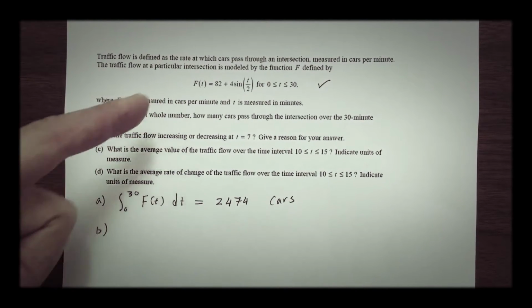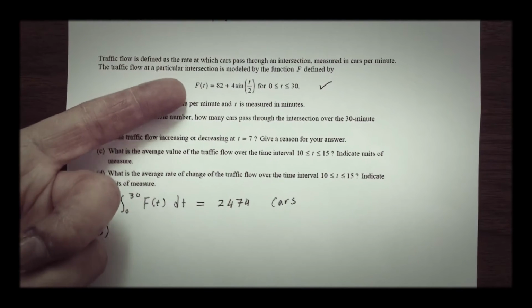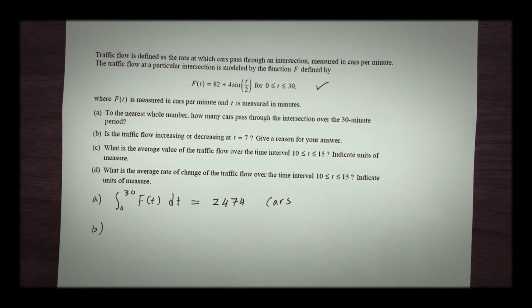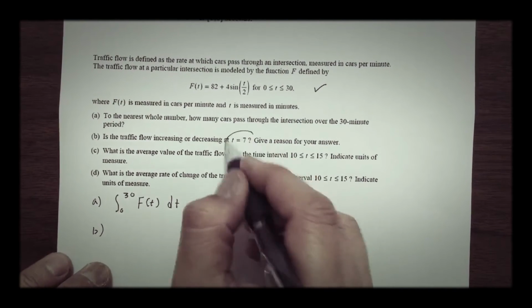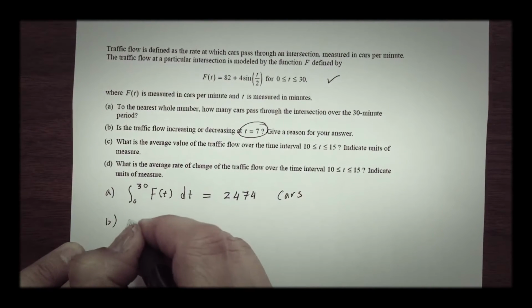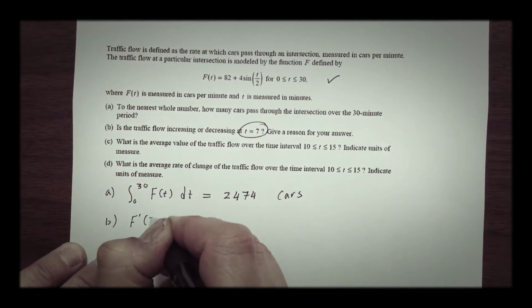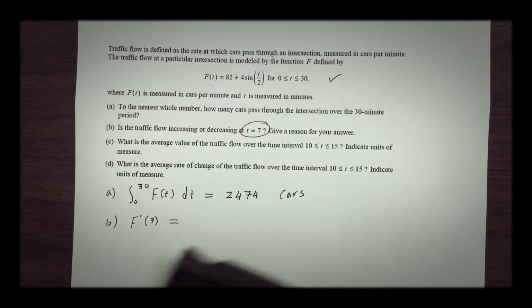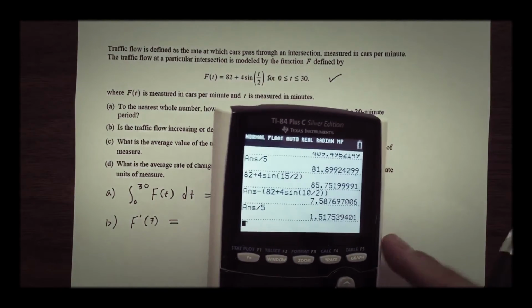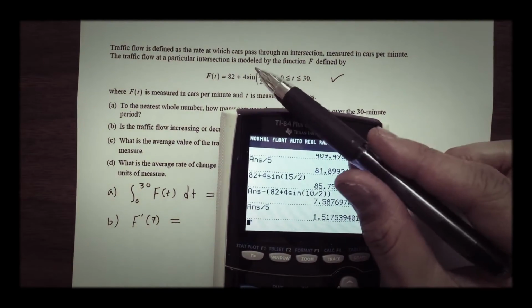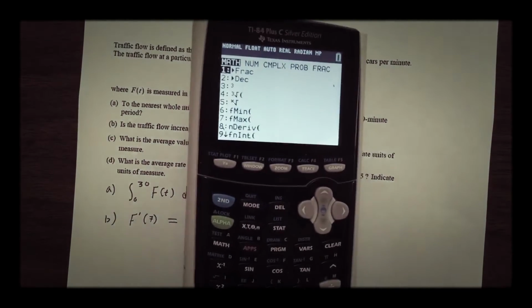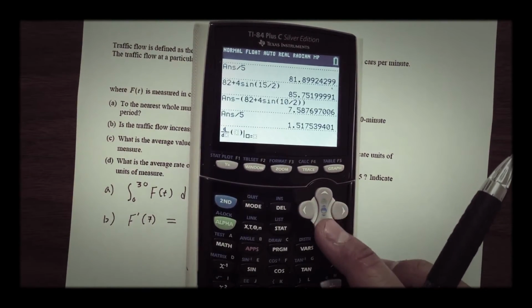So to determine that, we look at the first derivative of this function, and that tells us whether or not this function is increasing or decreasing at time 7. That's the time in question. So f prime at 7: if this number is positive, it's increasing. If this number is negative, it's decreasing. So what we do is we find the derivative of this function at 7. So let's go ahead and go math, option 8. That's how we find the derivative.